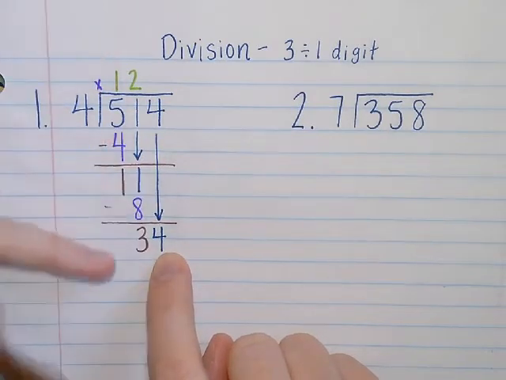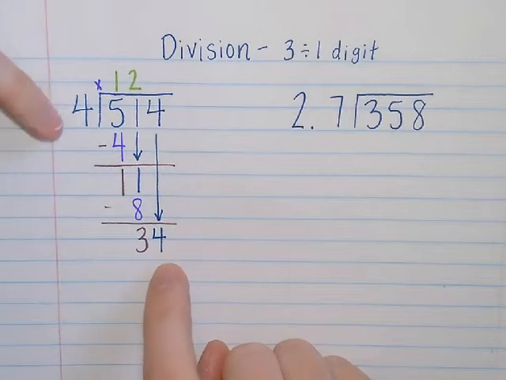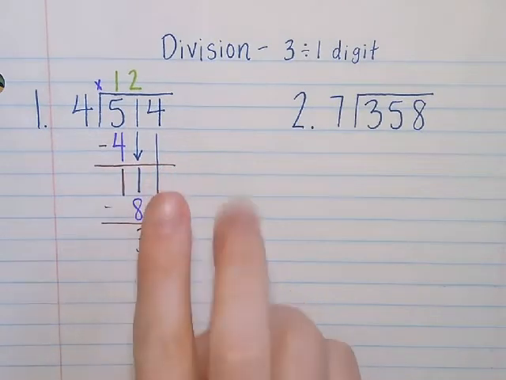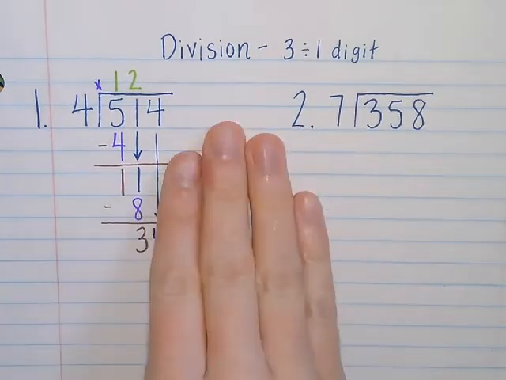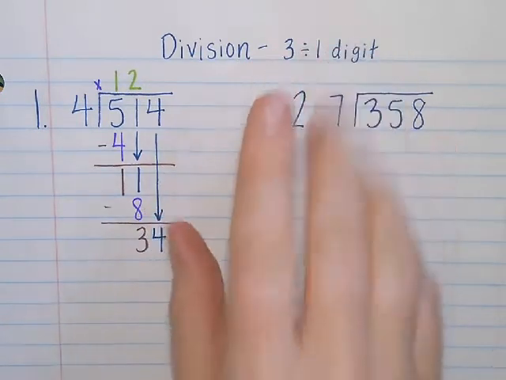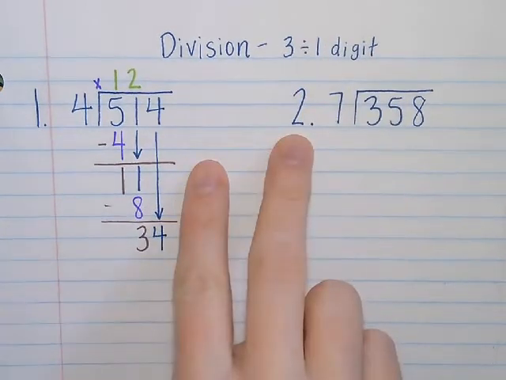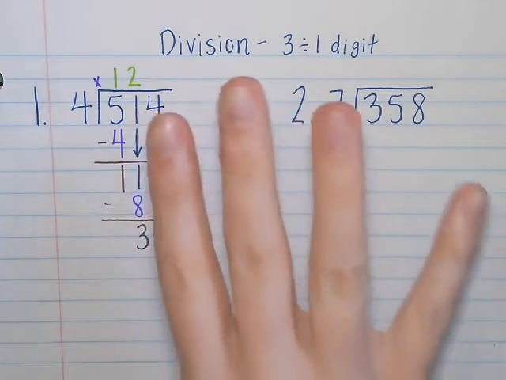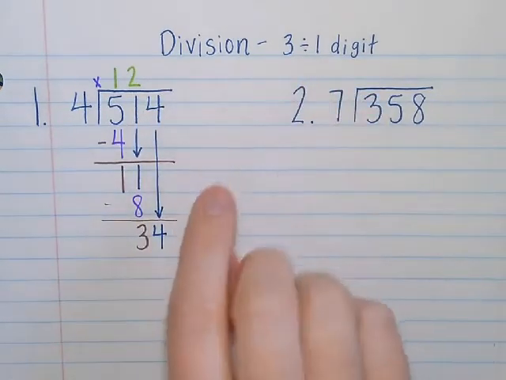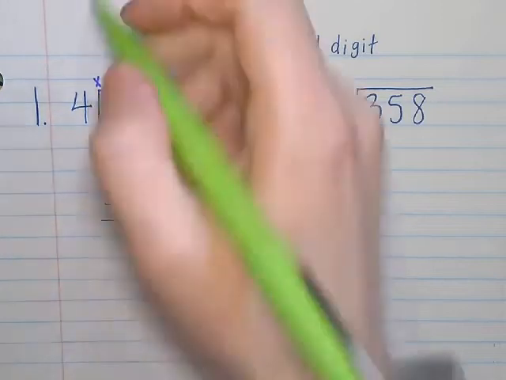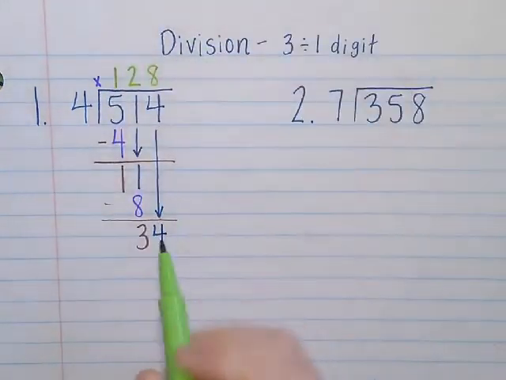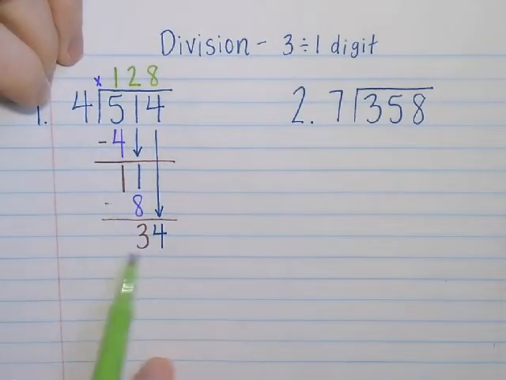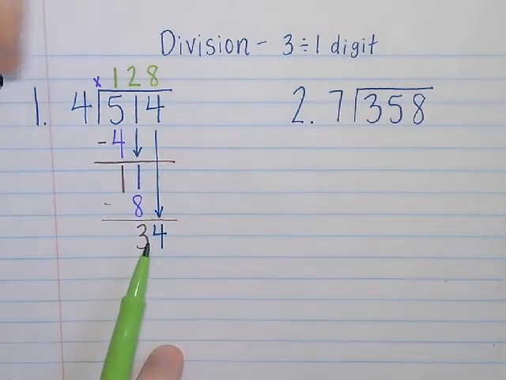The same thing just keeps repeating. I need to ask, how many times can 4 go into 34? So I count by 4s. 4, 8, 12, 16, 20, 24, 28, 32, 36. So that was 9 times. 36 is too many, so I need to go back to 8. So I know that 4 can go into 34 8 times evenly. The 8 goes right above the 4 because I'm asking how many times can 4 go into 34. So that's where that 8 comes from.